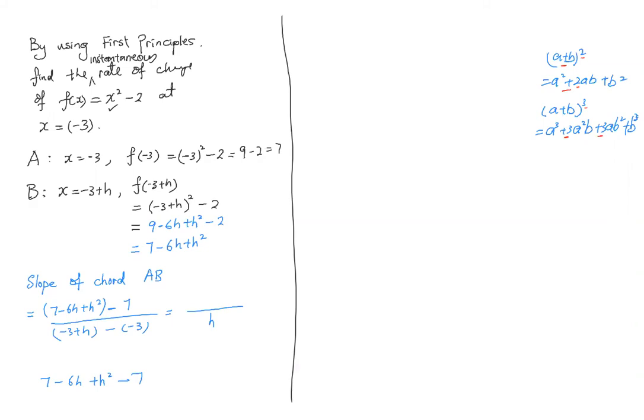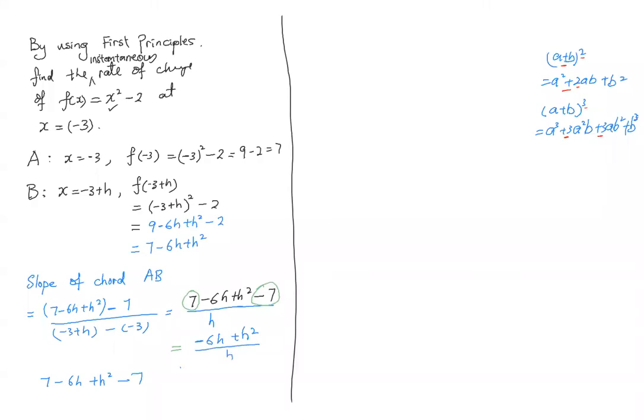So 7, take away 6H plus H squared minus 7. We only can simplify the like terms, correct? So which are the like terms? 7 take away 7. What do you get? Negative 6H plus H squared. That's just it, you don't need to take in times. Negative 6H plus H squared over H.